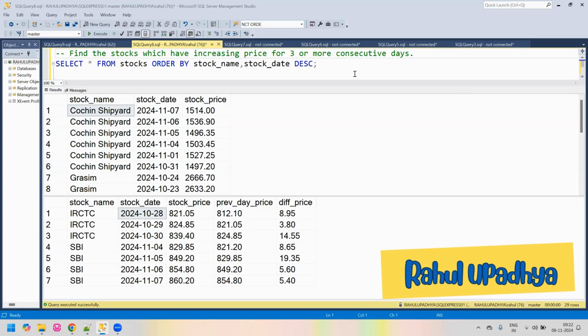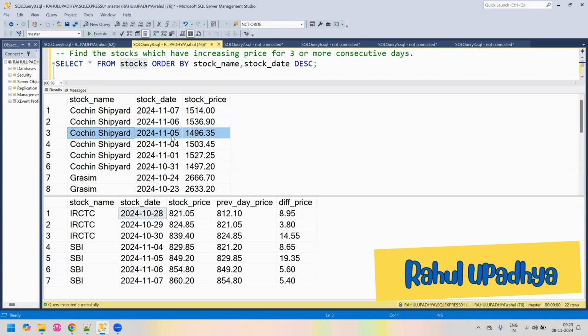Hi everyone. As part of this problem, we have the input table stocks. This table has the following columns: stock name, that is the name of the stock; date, that is the details of the stock on a particular date; and stock price, that is the price of the stock on that particular date. So every entry gives information about the stock with respect to what its price is on a particular date.